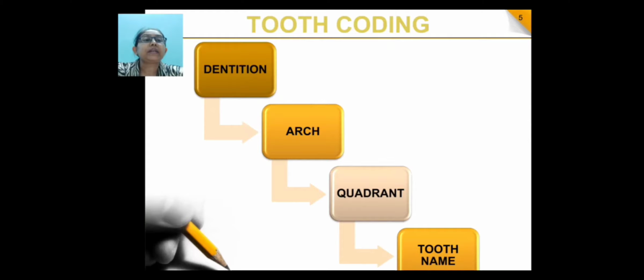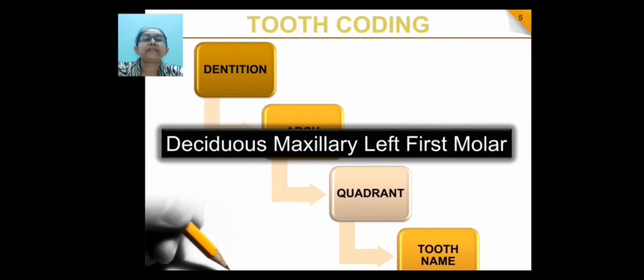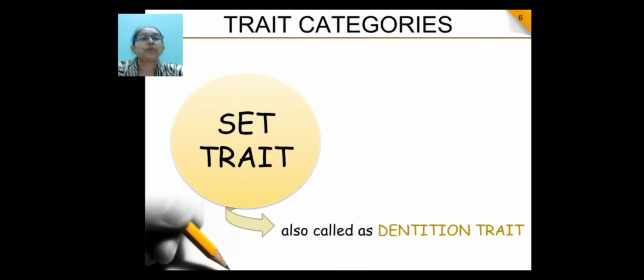So let us take an example here. We can see that we have identified the dentition, that is deciduous, then the arch as maxillary, the quadrant as left, and the tooth as first molar. This is tooth coding. Now following this, let us understand what exactly are the triad categories.